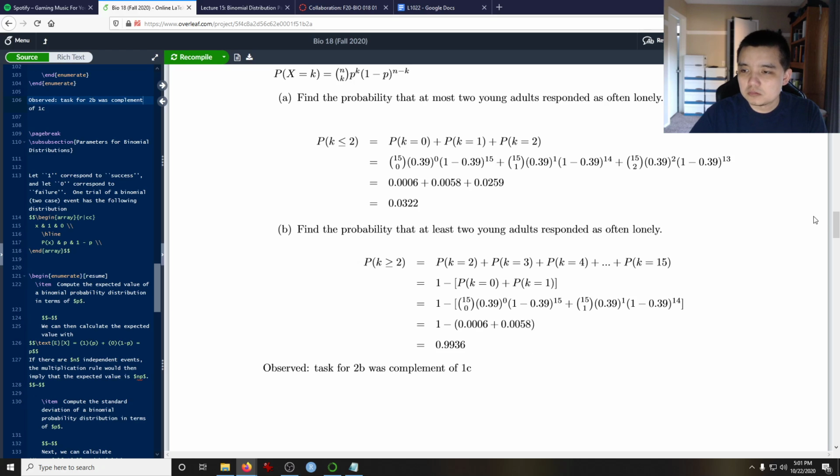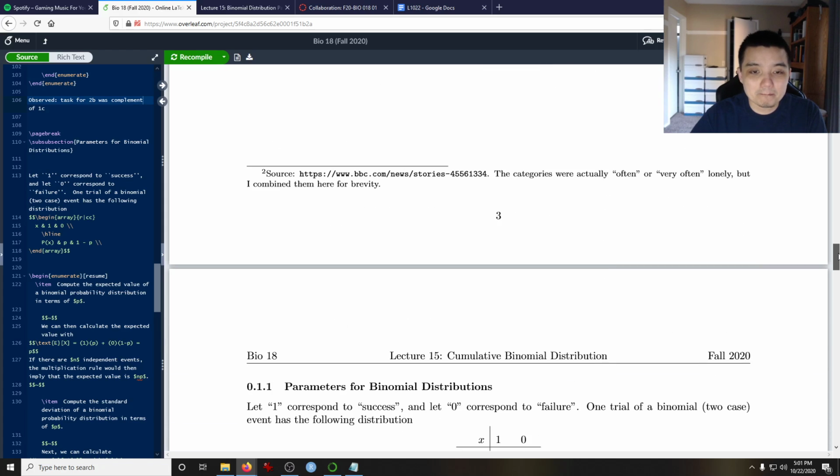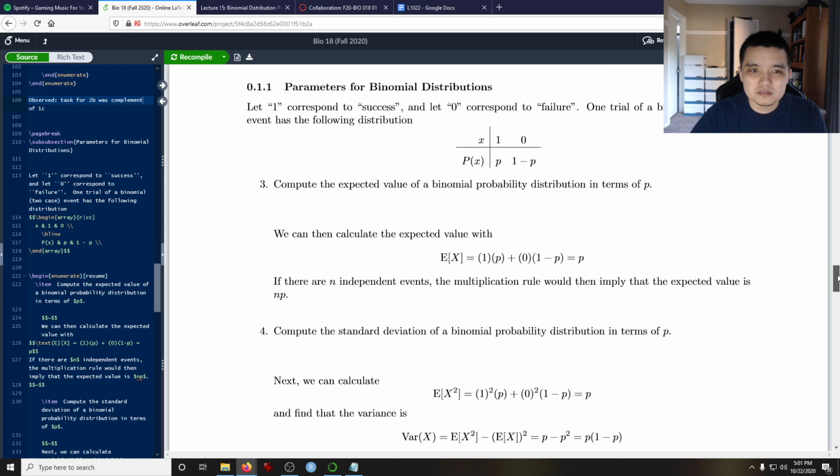Okay, the next page, caffeinate yourself, just a bit of math theory here. There's a notion called parameters for binomial distributions. That 1 corresponds to success and 0 corresponds to failure. One trial of a binomial, aka 2-case event, has that probability distribution table, which, to summarize, means that the event has a probability lowercase p of happening, and the complement for the other case is simply 1 minus p. So, for example, if we're talking about loneliness again, the probability for loneliness is p. The probability of not lonely was 1 minus p.